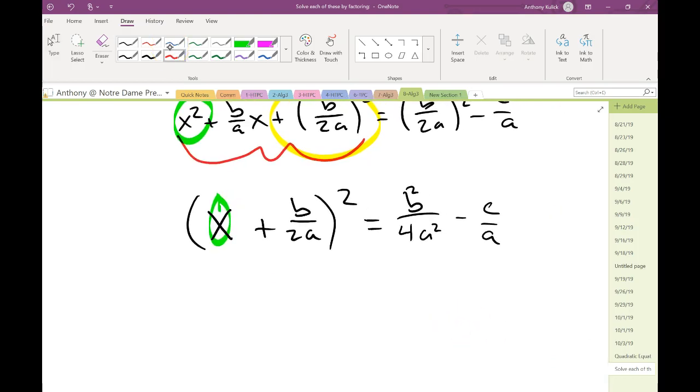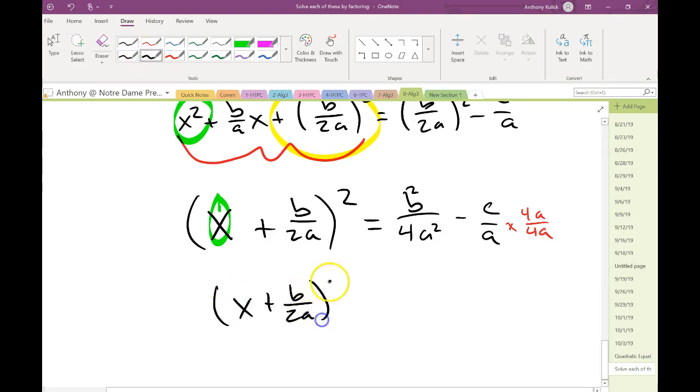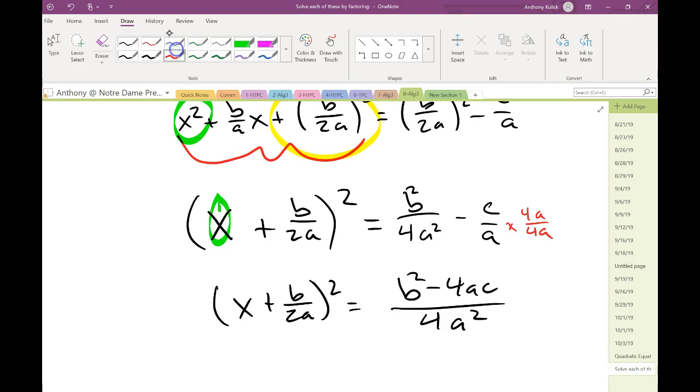And now to combine my like terms here, I need to have a common denominator. So the common denominator between 4a squared and a is just going to be 4a squared. So I just need to multiply that fraction by 4a over 4a. When I do that, I'm going to get b squared minus 4ac all over 4a squared. Now I can start solving.